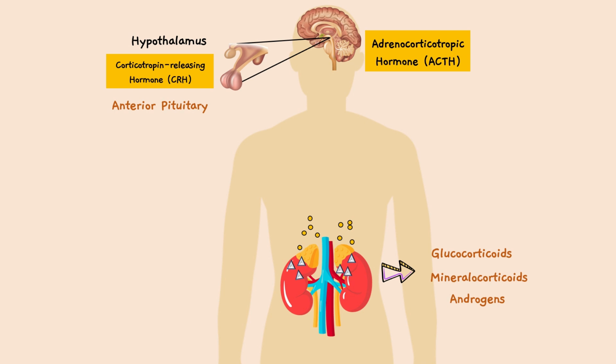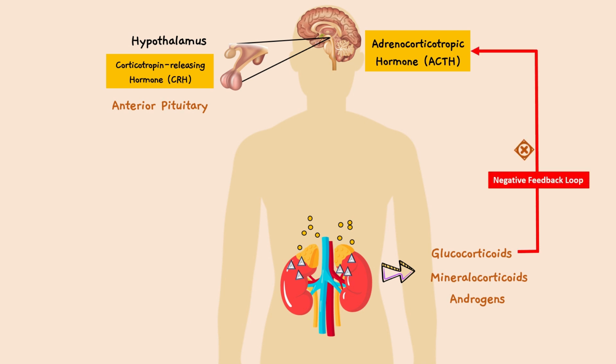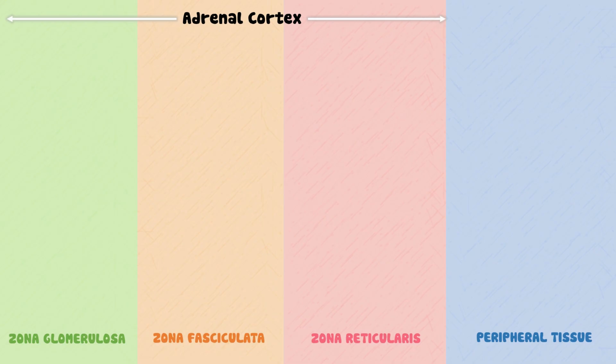Well, among these hormones, glucocorticoids are known to produce negative feedback to the hypothalamic pituitary axis. This will reduce the secretion of adrenocorticotropic hormone, thus decreasing the secretion of these steroid hormones. ACTH binds to the receptors present on adrenal cortex. Now, let's see what happens next.